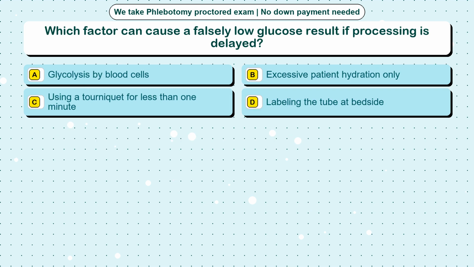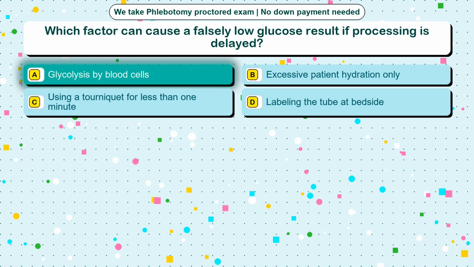Question 94. Which factor can cause a falsely low glucose result if processing is delayed? Option A, glycolysis by blood cells. Option B, excessive patient hydration only. Option C, using a tourniquet for less than 1 minute. Option D, labeling the tube at bedside.